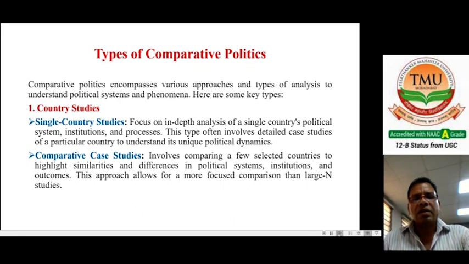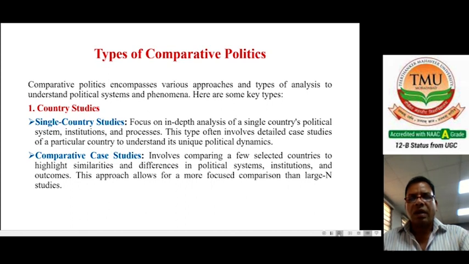The single country study of comparative politics focuses on in-depth analysis of a single country's political systems, institutions, and processes. This type often involves a detailed case study of a particular country to understand its unique political dynamics. That means within a specific single country, within the nation or state, we study the country's political system, institutions, and processes.